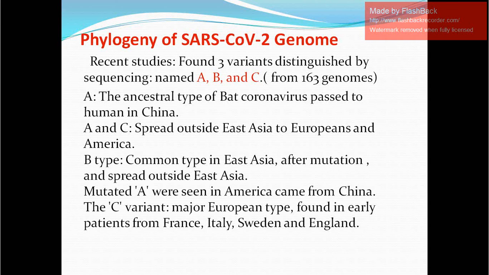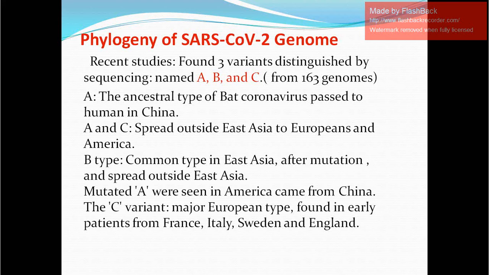Recent studies of SARS-CoV-2, by doing sequencing, found that three variants have developed, and these variants are A, B, and C. The A variant is the ancestor type of bat coronavirus which passed to humans in China, and the A and C came from the ancestor which spread outside East Asia to Europe and America. The B type is the common variant in East Asia after a mutation, and it spread outside as well.